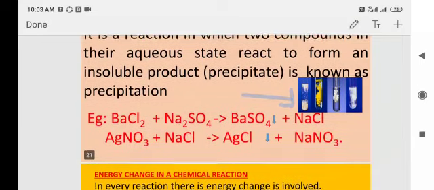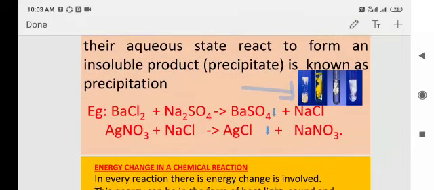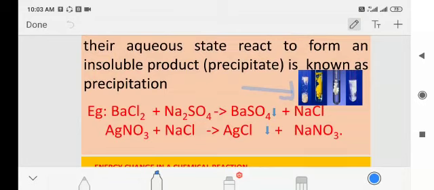Now, here there are two examples. In the first one, barium chloride is reacting with sodium sulfate and forms barium sulfate and NaCl. See how the double decomposition reaction takes place here. Barium is combining with the sulfate and forms BaSO4, and sodium is combining with chlorine and forms NaCl, the second product. The reaction is not balanced. Balancing of the reaction I am leaving to you. You need to practice.